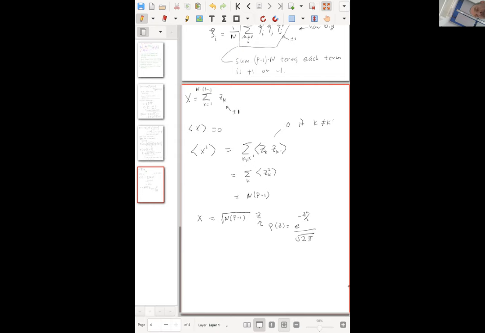So that means squiggle i, which we can see up here, it depends on i, right? So each squiggle i is going to be different. So squiggle i is going to equal the square root of n p minus one. We have to divide by n. We divide by n because of the one over n here, times z_i.